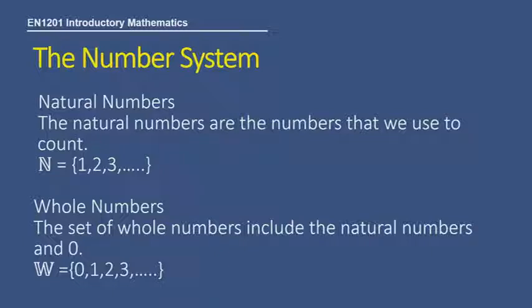There is another kind of numbers called whole numbers. Whole numbers are the set of numbers which include natural numbers and 0. You know 0 was introduced by Indians, which is none. So, we include this 0 to the natural numbers and we get whole numbers.